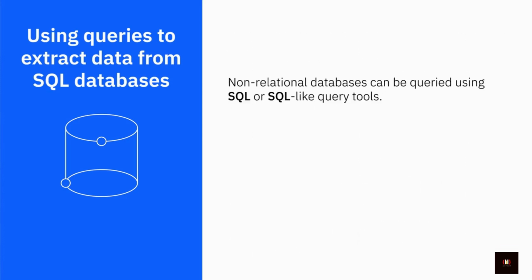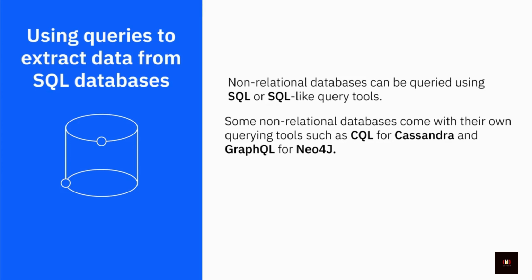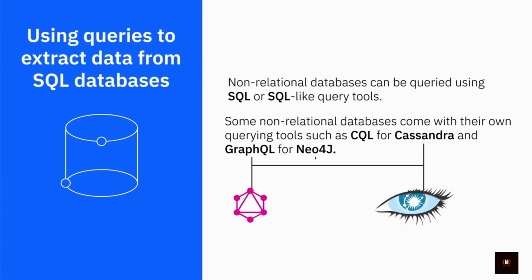Non-relational databases can be queried using SQL or SQL-like query tools. Some non-relational databases come with their own querying tools, such as CQL for Cassandra and GraphQL for Neo4j.